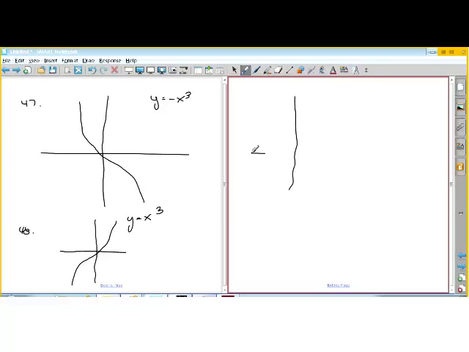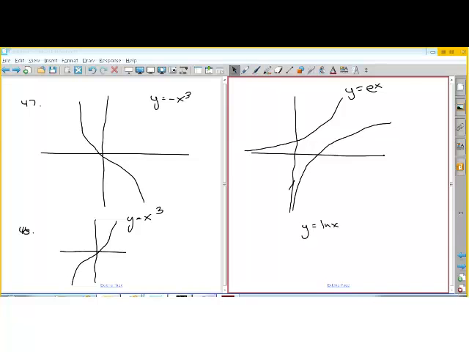Another example we'll see later is the function, it's kind of early to do this, but y equals e to the x. That function looks something like that. Or you could do y equals the natural log of x, which would look something like that. Both of those have positive slopes for their entire domain.